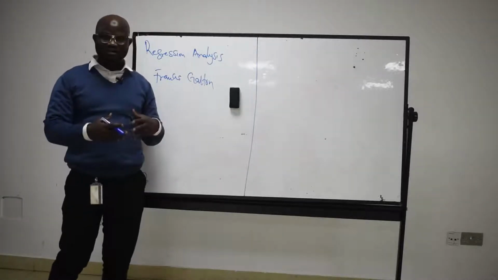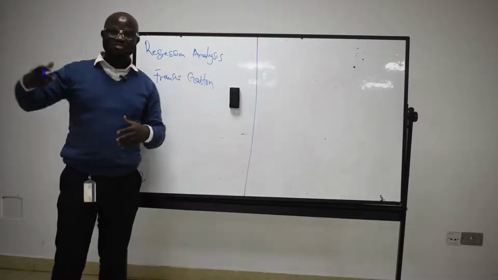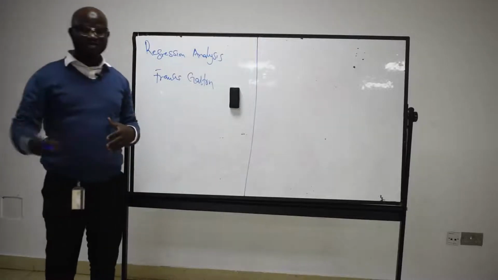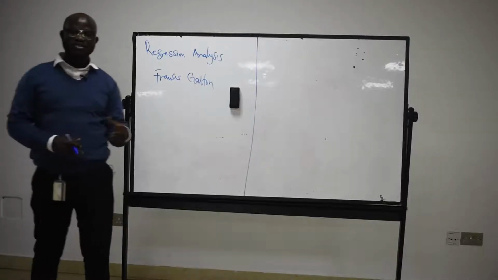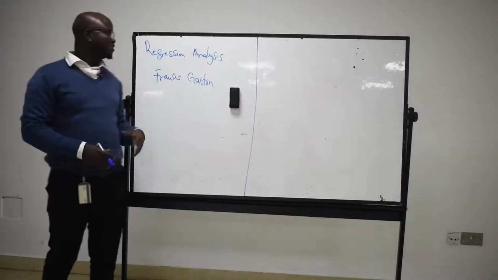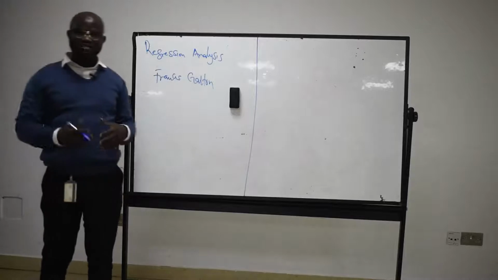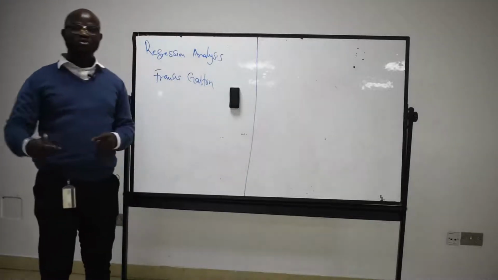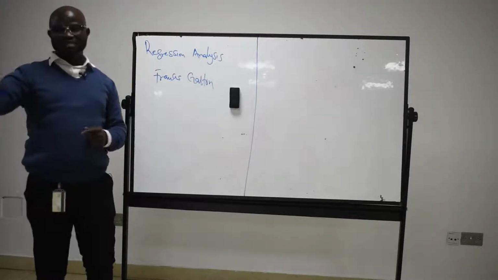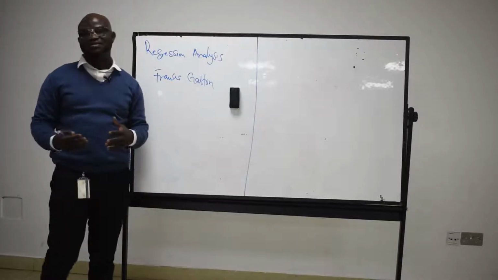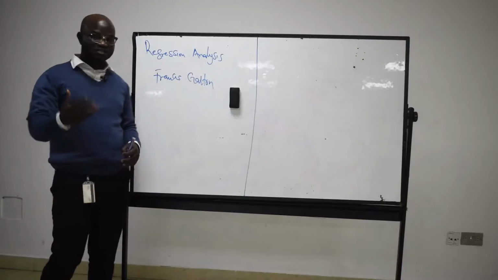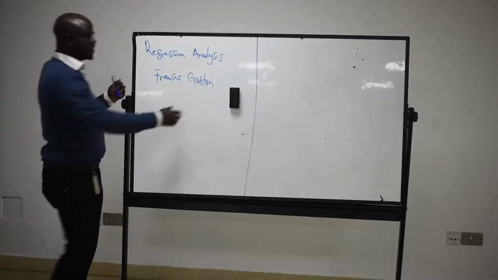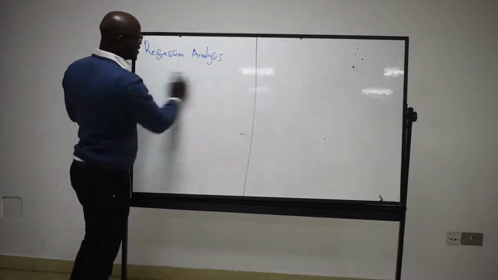So regression analysis talks about the relationship or dependency between the dependent variable and one or more independent variables, with the aim of forecasting or predicting the dependent variable given the fixed value of what? Independent variable. I repeat, regression analysis shows the relationship between the dependent variable and one or more independent variables, with the aim of forecasting or predicting the occurrence of the dependent variable given the fixed value of what? Independent variable.